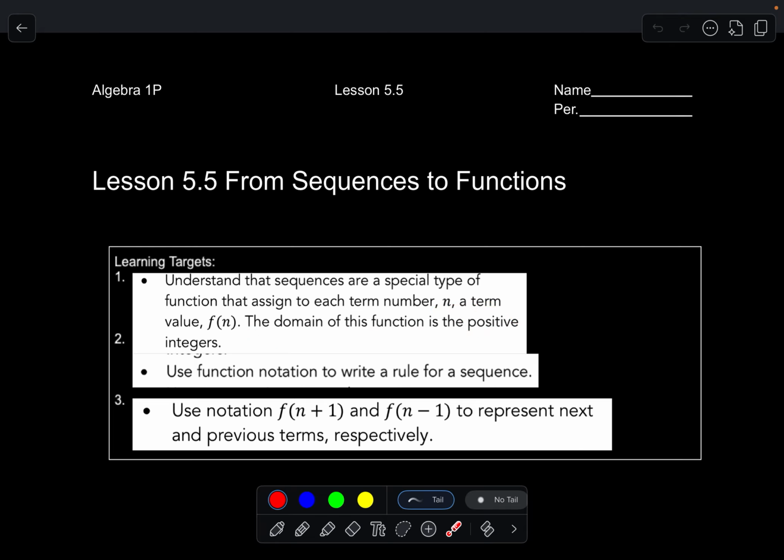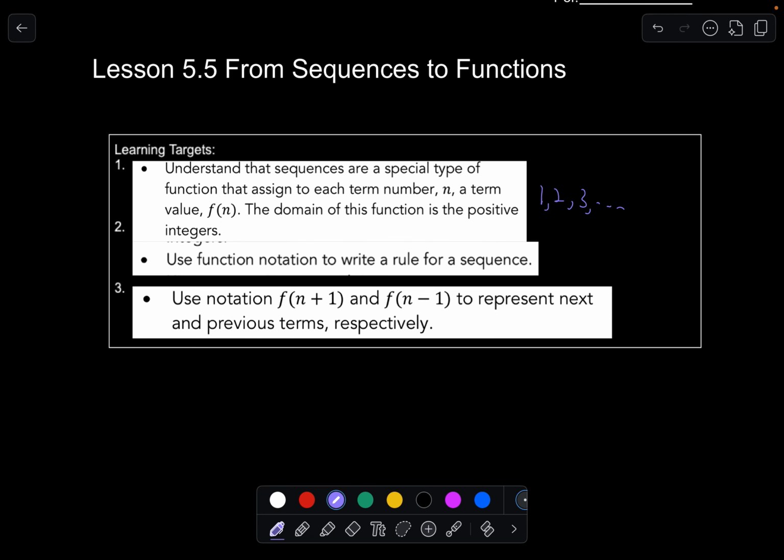All right, the domain of this function, and this is kind of important, is the positive integers. They're talking 1, 2, 3, like that. Okay, positive. Not negative, like -1, -2. And not decimal, like 1.2 or 1.3. We're talking integers: 1, 2, 3, 4, 5, 6. Those numbers represent the location that term is in the sequence.